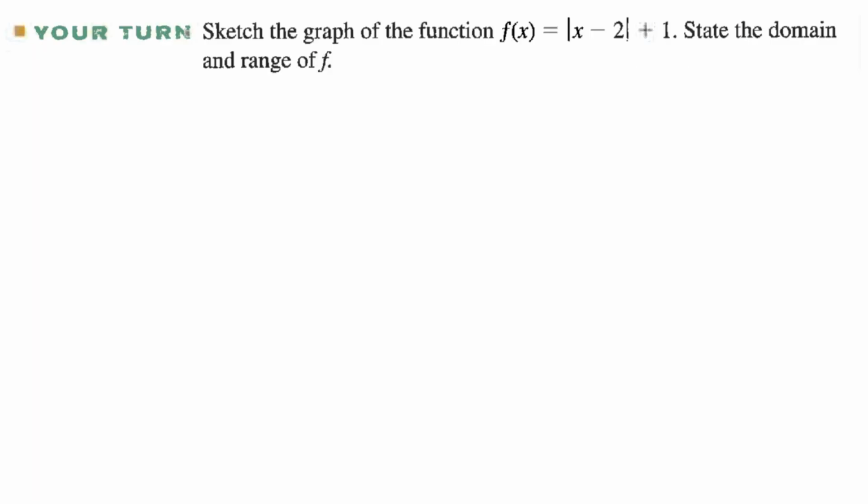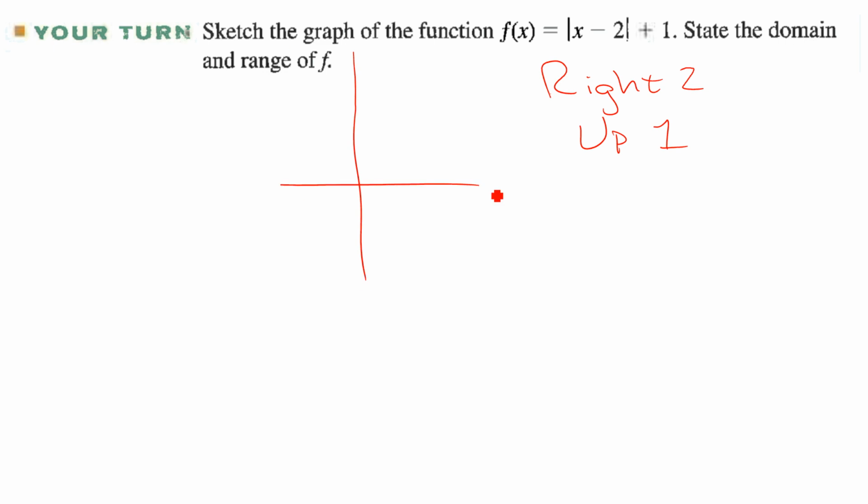Your turn. Okay, so this is right 2 and up 1. So we're going to go right 2. We're going to go up 1. That's the start of our absolute value sketch. Domain goes left and right forever, all real. Range, y is greater than or equal to 1.